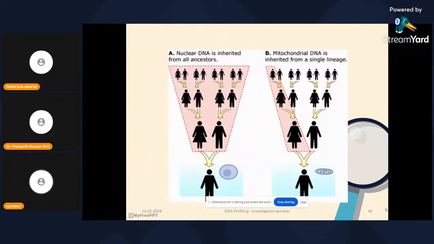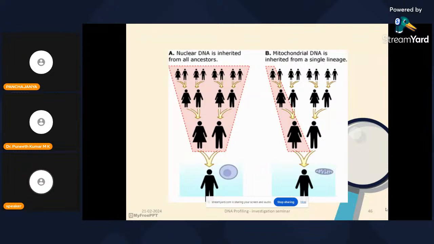And then in this picture, A is nuclear DNA inherited from all the ancestors. Here you can see that the nuclear DNA has been transferred from generation to generation to all the persons. But in B, mitochondrial DNA is inherited from the single mother to her daughter, then daughter to her daughter, like that. This is how it will be helpful for identification.